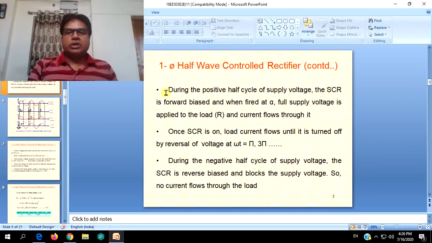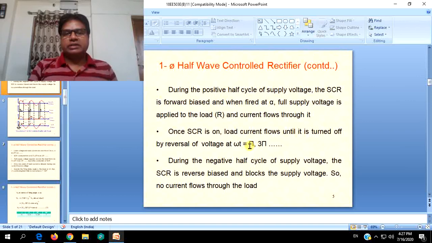As we have discussed, during the positive half cycle of supply voltage, the SCR is forward biased, and when fired at alpha, full supply voltage is applied to the load and current flows through it. Until then, there will not be any voltage and current in the load. Once SCR is on, load current flows until it is turned off by reversal of voltage at pi, 3 pi and so on. That is, positive half cycle is from 0 to pi.